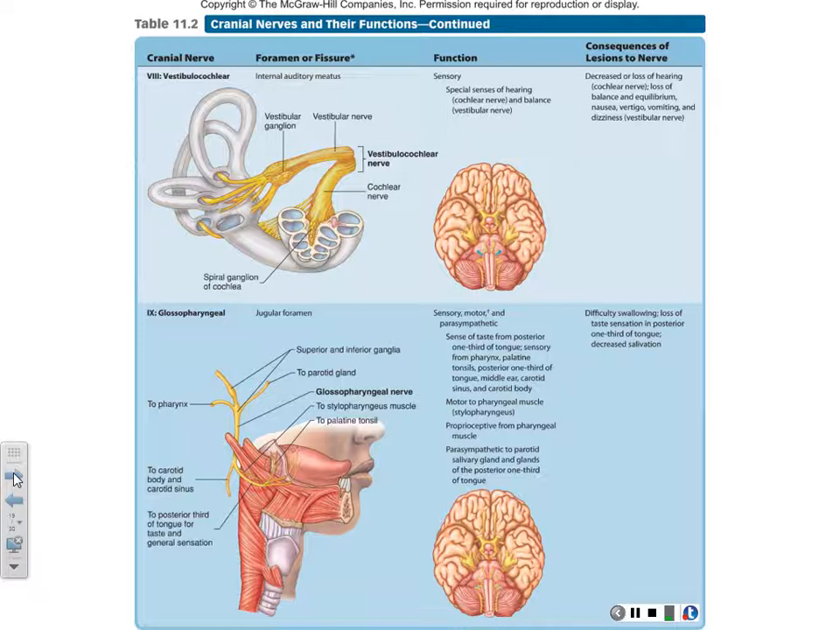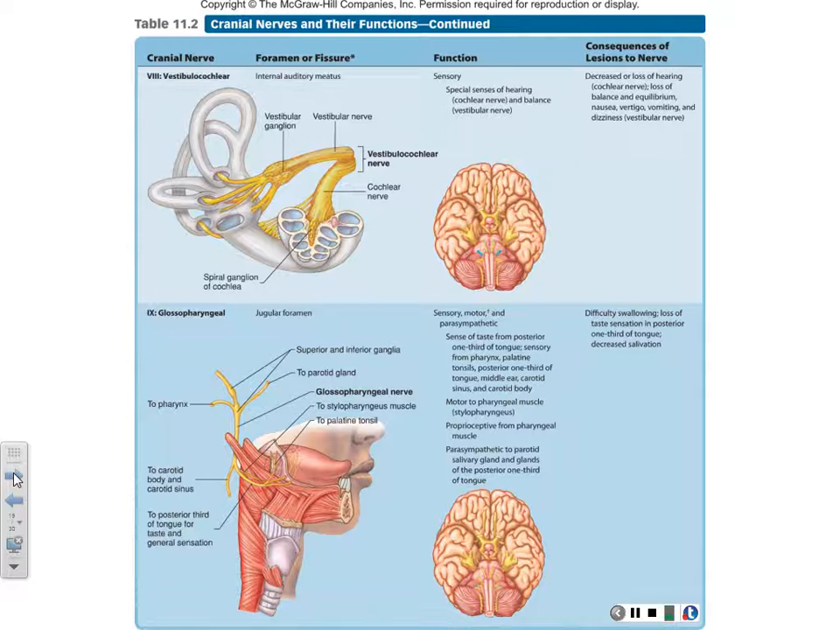So this controls the ear. We've done a bunch with the eye now. We kind of move to the ear, and then we're moving to the throat area and the tongue and so forth. Okay? So vestibulocochlear, number 8, deals with sensory. The cochlear nerve and the vestibular nerve are two nerves that joined together to form the vestibulocochlear nerve. All right?